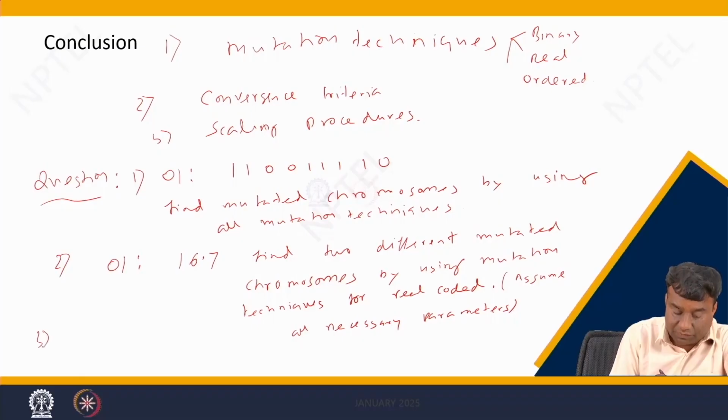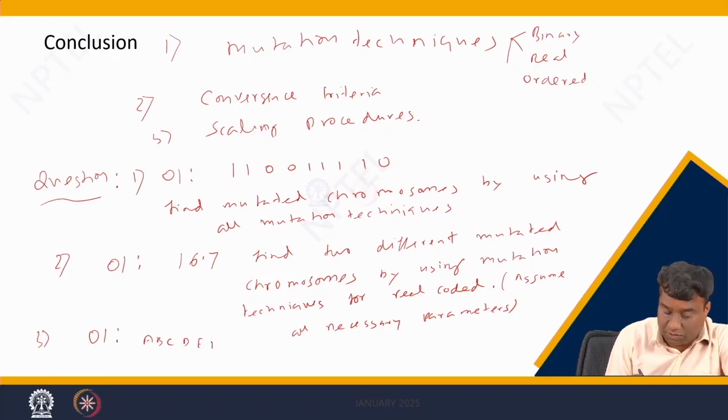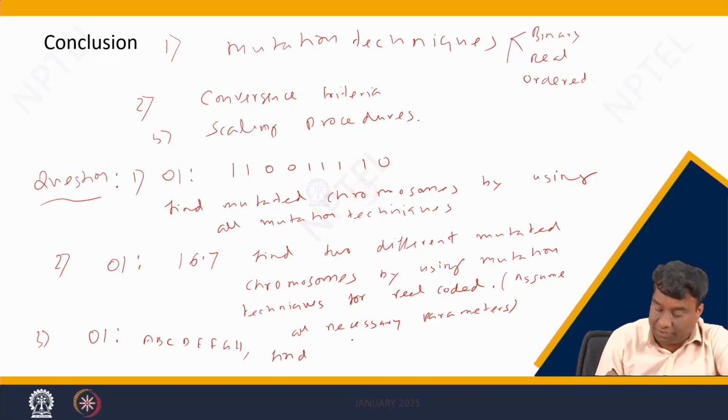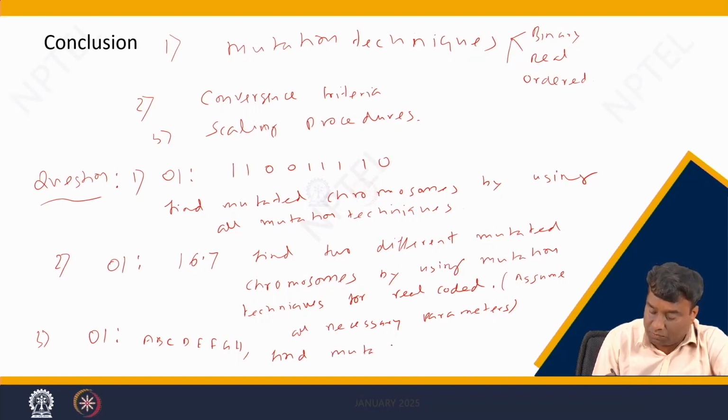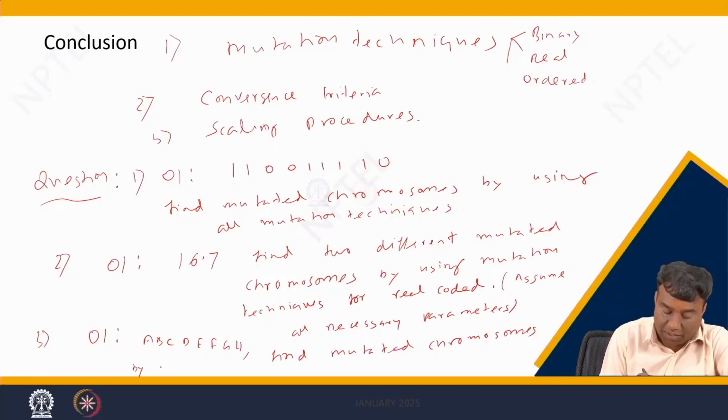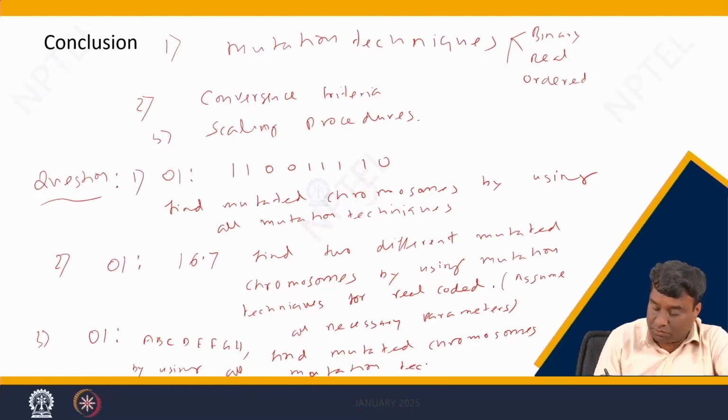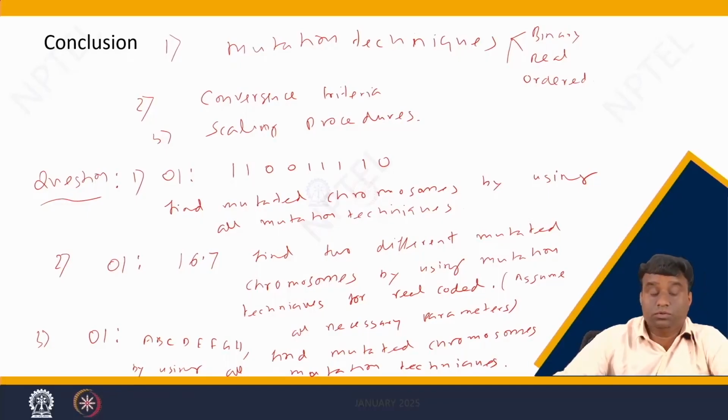Question number 3: assume offspring O1 for the order encoding, which is A, B, C, D, E, F, G, H. Find the mutated chromosomes by using all mutation techniques. So solve these questions.